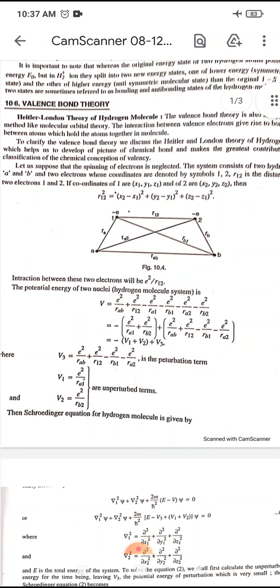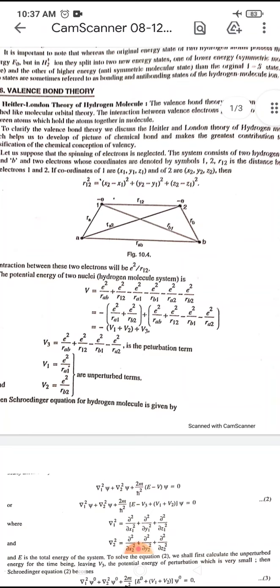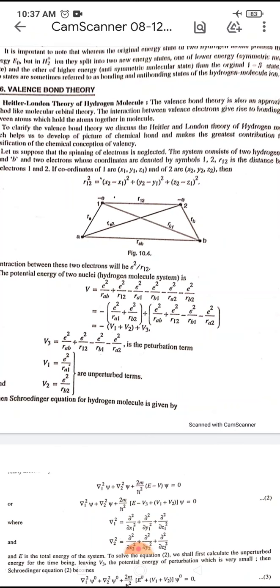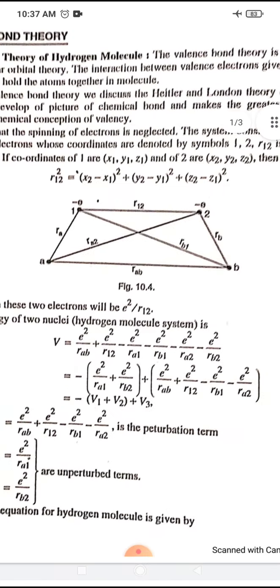For this, let us suppose that the spin of the electron is neglected and the system consists of two hydrogen nuclei A and B and two electrons whose coordinates are denoted by the symbols 1 and 2. You just see this diagram.